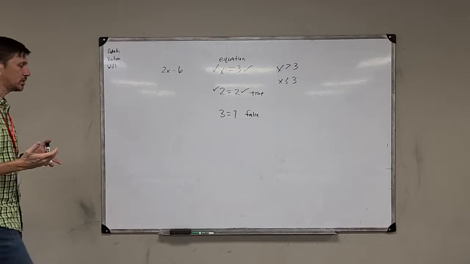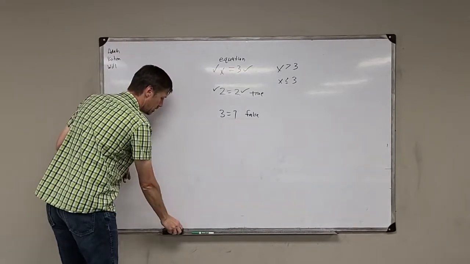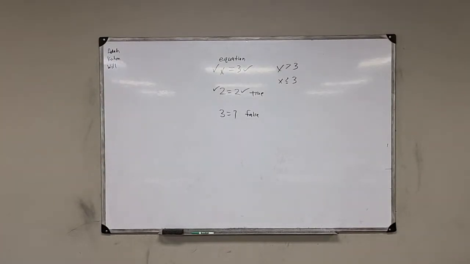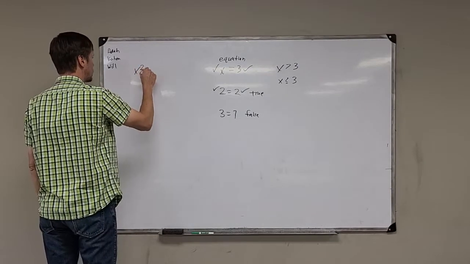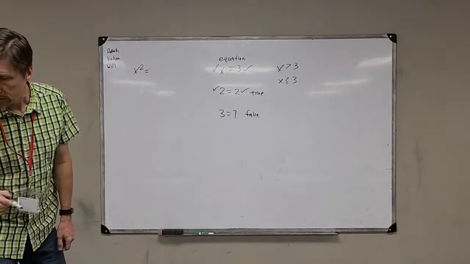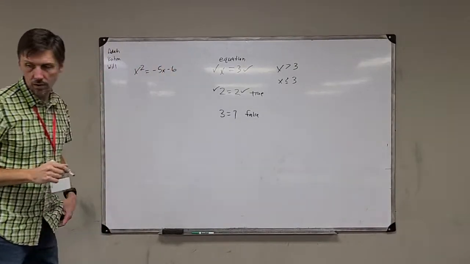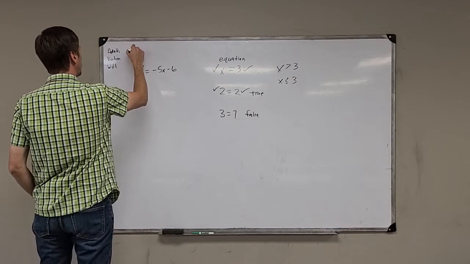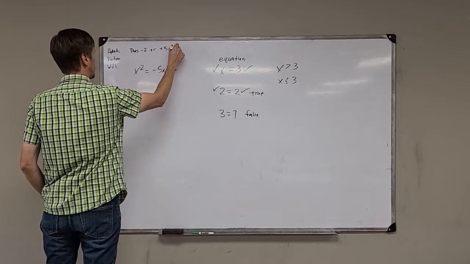So sometimes, when we're trying to solve for a particular variable, we're going to plug it back into the equation after we solve for that variable, and we're going to say, is it true if we plug that value back in? So we're going to do some practice with just plugging values into an equation. So if we have an equation like this, x squared equals -5x minus 6, and they ask us, does -2 or +5 satisfy this equation?